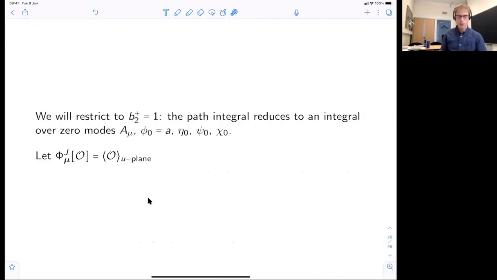Okay, there is a very nice derivation in the Moore-Witten paper that the path integral on the U-plane reduces to an integral over the zero modes. So we can drop all the derivatives and simply integrate over the zero modes. For A mu, it just becomes a sum over fluxes F. Then phi zero is a. And then we have still some fermionic fields, which I won't discuss in detail, but you can read about it in the paper. And usually I will denote this U-plane contribution as follows. We have a phi, where J indicates the metric dependence. Mu is the so-called 't Hooft flux of the gauge field. And then the observable O.